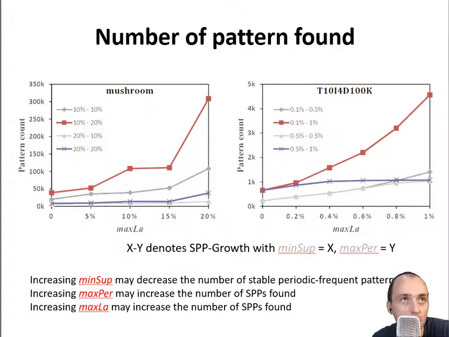Okay. We also look at the number of patterns found. So again, we change the maximum liability, the minimum support, maximum periodicity, and we count the number of patterns on the mushroom and the other database. And we find if we increase the minimum support, the maximum periodicity, the maximum liability, it will increase the number of patterns that we will find. So this also not something really surprising, it's something we expected.